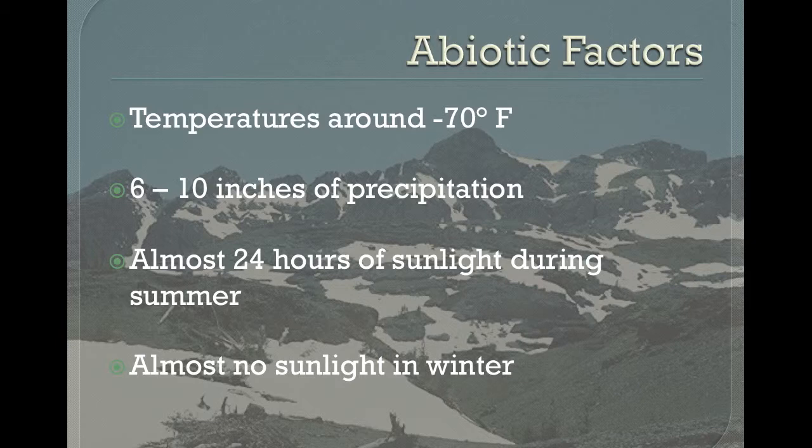The tundra is a very cold and barren place, and temperatures are often around -70 degrees Fahrenheit, which is why the ground is permanently frozen from 10 inches deep to 3 feet deep, which is known as permafrost. The tundra only gets about 6 to 10 inches of precipitation, and as you can probably imagine, it's mostly snow, and this is an annual precipitation. During summer, days are almost 24 hours long, and during winter, days are almost non-existent with the sun barely rising.